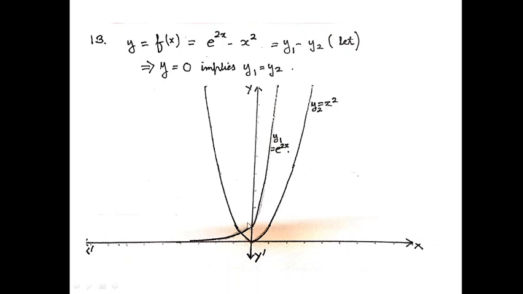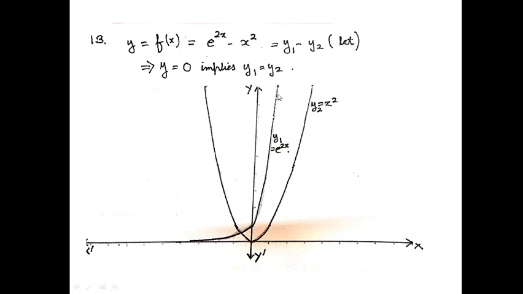So if you see here, at x equals 0, y2 will be 0, and y1 will be 1. So the graph will look something like this.